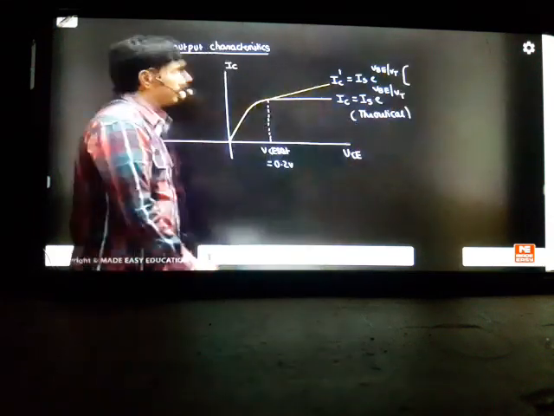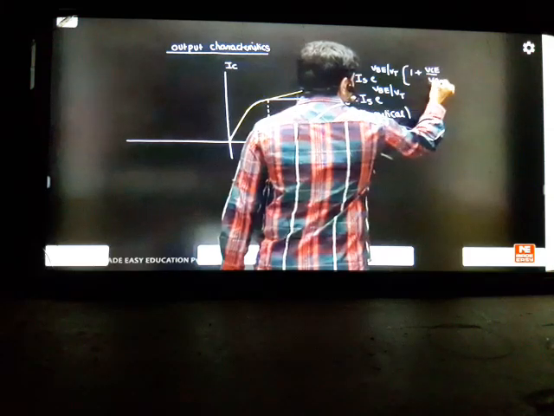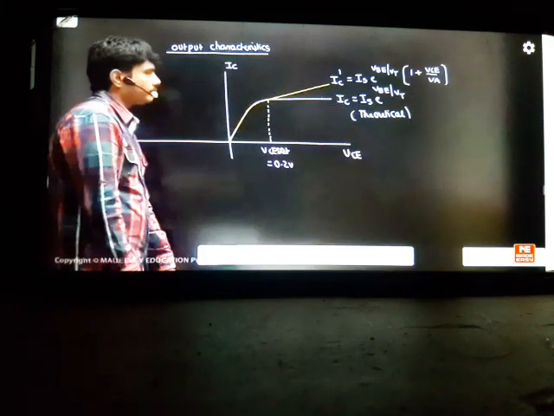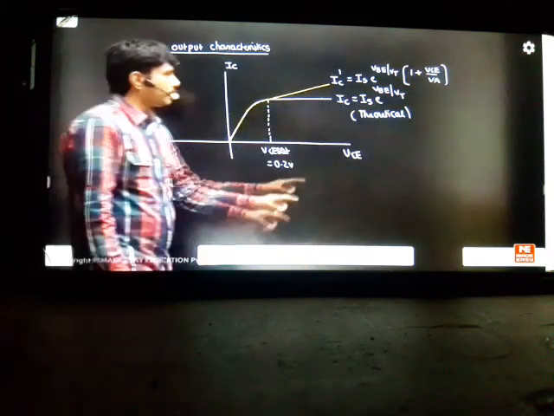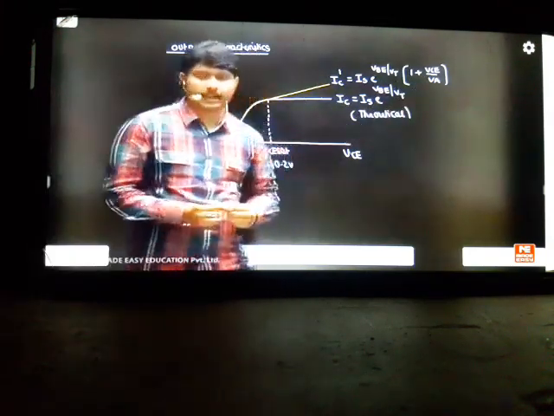And he has written some extra parameter for the practical current. What is that extra parameter? 1 plus VC divided by VA. This is an extra term created by the early scientist. That means as you increase the VC value, there's a linear expression so that the current will increase linearly, he said. But what is this extra term, VA? Early has kept some word there, VA.